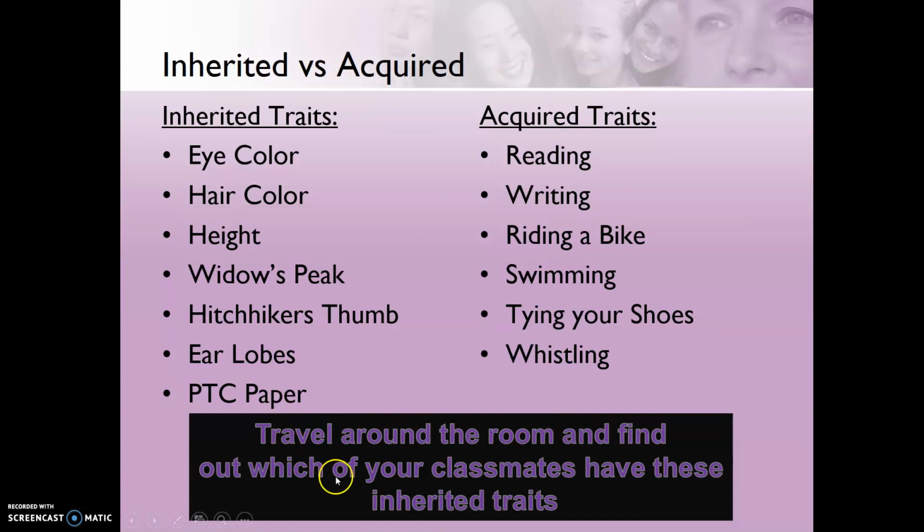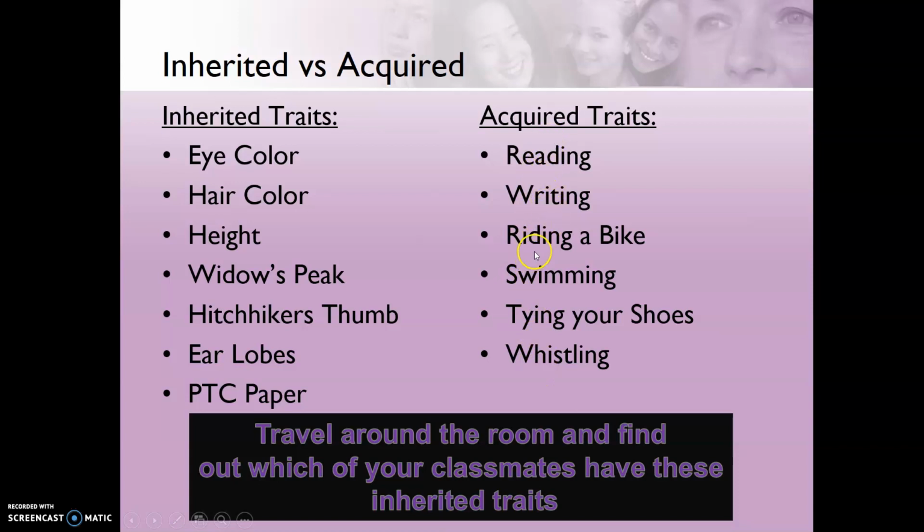Originally, we would have traveled around the room and we would have found which classmates have widow's peaks or earlobes that are attached or unattached, or who can taste the paper and who can't. But we're not in the classroom. So I would say it would be interesting for you to travel around to your family members and ask if you can interrupt their work for just a minute and look at some of these inherited traits and ask them about some of these acquired traits.